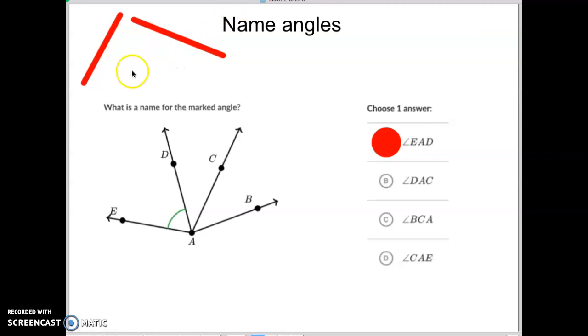I think this one's self-explanatory, but I'm just going to go through it to make sure. It says here, what is the name of the marked angle? What they mean by the marked angle is this little green line here. So what is the name of that angle? Here's a nice way of finding it. If I take one line up here, you'll notice that this green line is attached to, or a part of, this line here. You notice how it runs into that line?